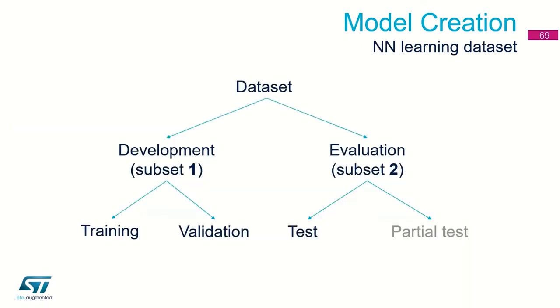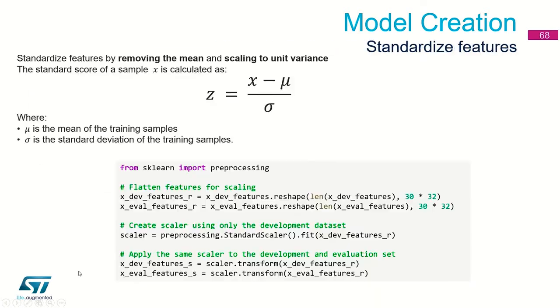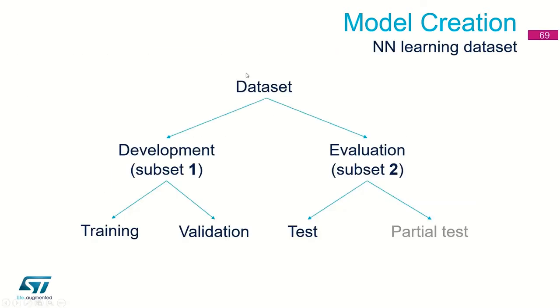Okay, this slide is important to catch the generic idea of the neural network and the learning dataset. To train the neural network, we need a dataset. But as you have seen, for example on this slide, we have two datasets: the development dataset, which is bigger, and the evaluation dataset or test dataset, whose size is lower than the development dataset. So the general learning dataset is split into the development dataset as subset 1 and the evaluation dataset as subset number 2.